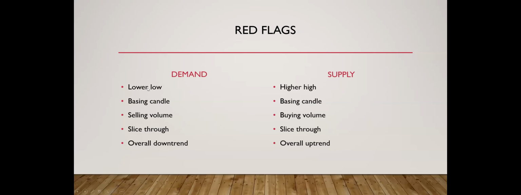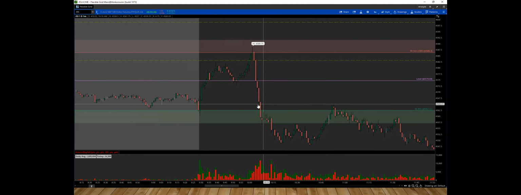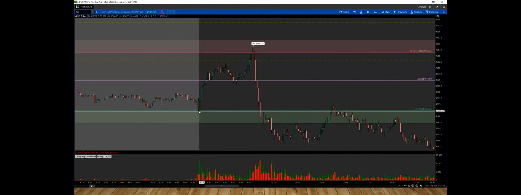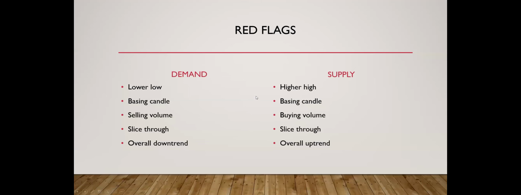The red flags: a lower low in demand, that shows us this weakness. So obviously we saw this today. We had this demand zone, and we made a lower low. We had a low here, lower low. So obviously you don't want to trade this. Same thing for a higher high in supply.